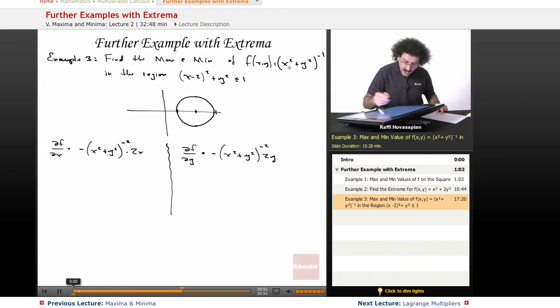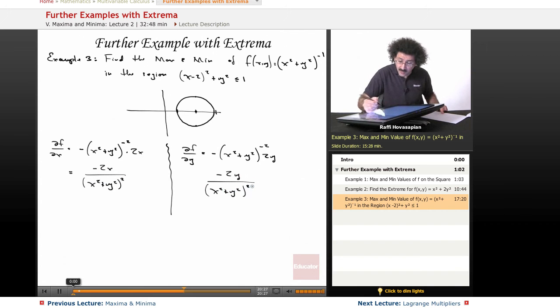Okay, now notice, take a look at this. Well, for one thing, the function is not even defined at 0, 0. You can't have that because this is, okay, let me rewrite this. So this is going to be minus 2x over x squared plus y squared, squared. And this is going to be minus 2y divided by x squared plus y squared, squared. So first of all, this function is not even defined at 0, 0. However, for every other value of x and y, the derivative never equals 0.